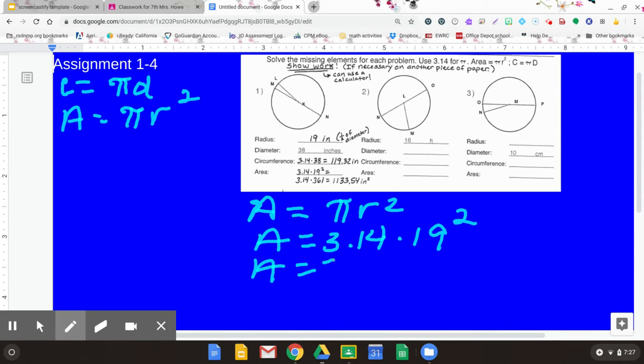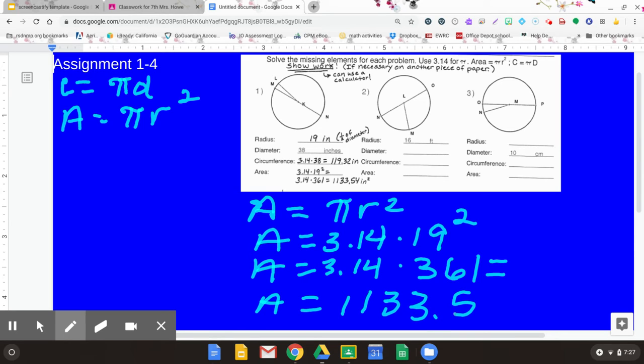So area equals 3.14 times 19 squared. That is 19 times 19, not 19 times 2, it's 19 times 19, and that is 361. So 3.14 times 361 equals 1,133.54 inches, and then we do square that because we're talking about area. Area is all the space that's inside of the perimeter of the circle.